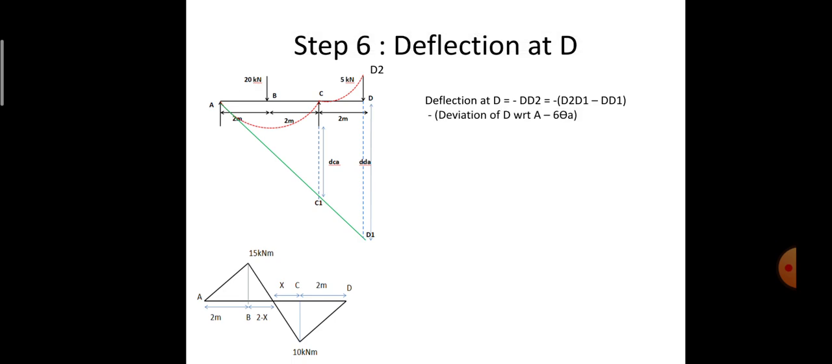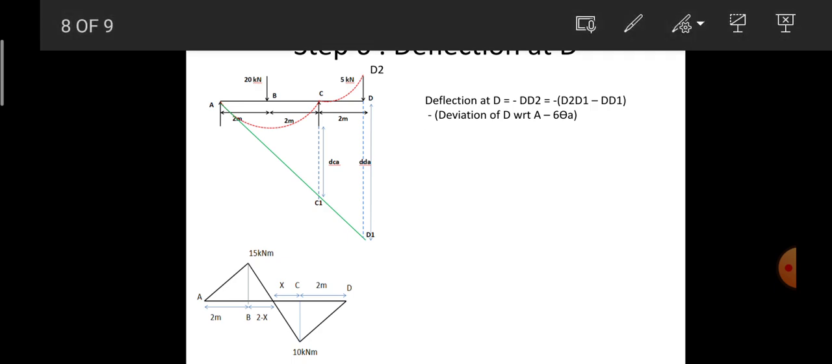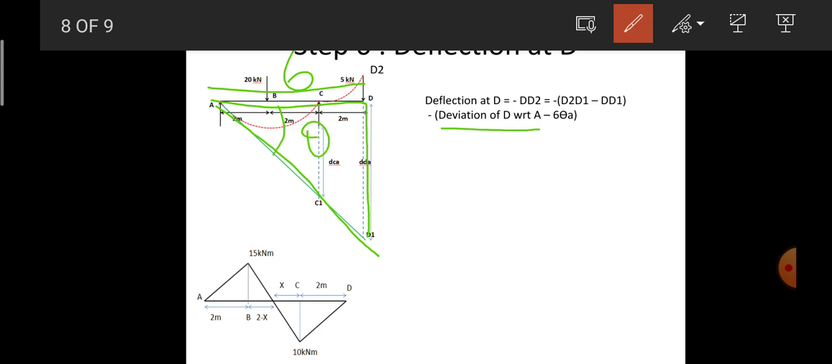So if I substitute, D2D1 will be considered as the deviation of D with reference to A, and DD1 could be taken as the arc of the circle, which is nothing but the product of span multiplied with the angle created. Span from A to D is 6 meters and the angle created is theta A. So therefore it is 6 times theta A.